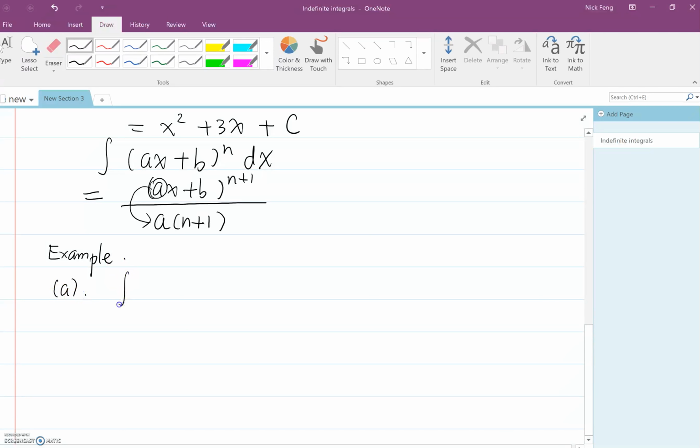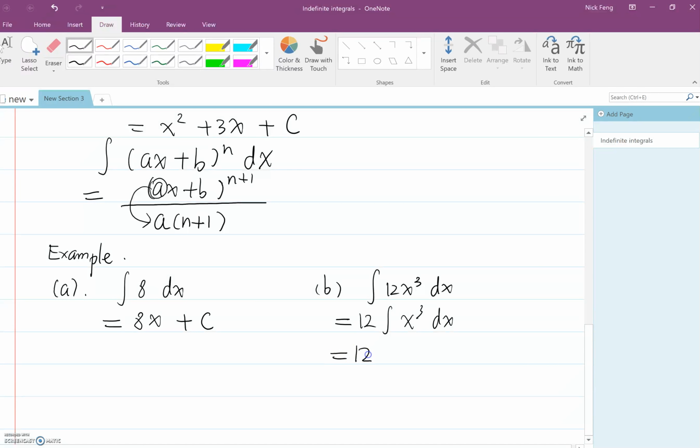Okay, first one, if I'm integrating 8 dx, remember when you integrate a constant, you just get 8x, but that's not the end of the story. It's 8x plus c. Okay, part B, if I'm integrating 12x cubed, now as I said before, if you have a constant there, take it out to make your life easier. So before you do integration, take it out, and when you integrate x cubed, you get x to the power 4 over 4.